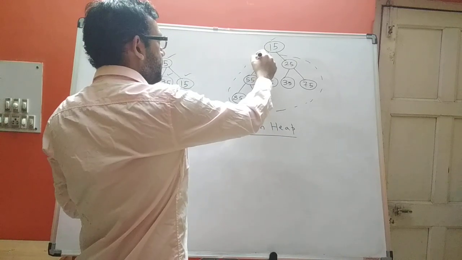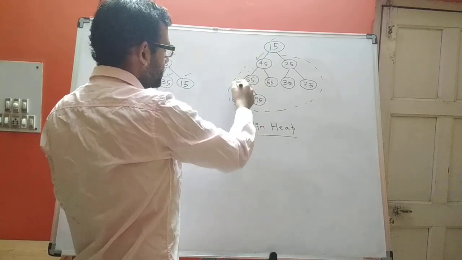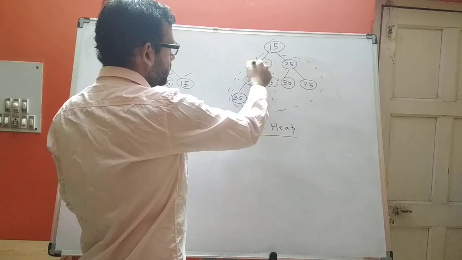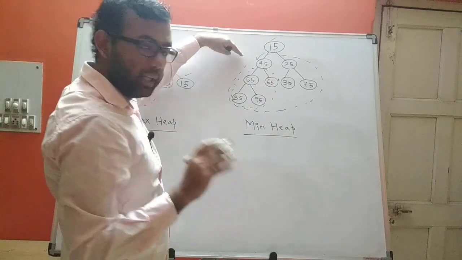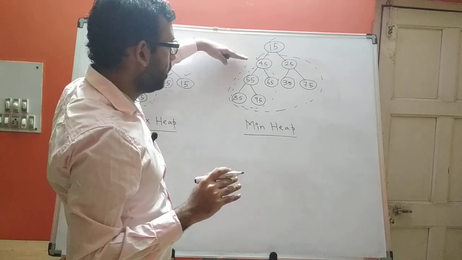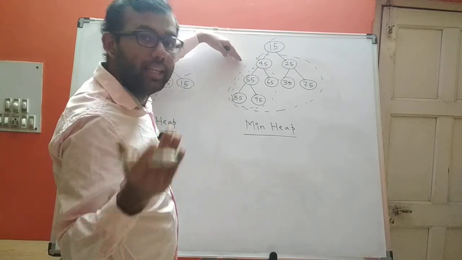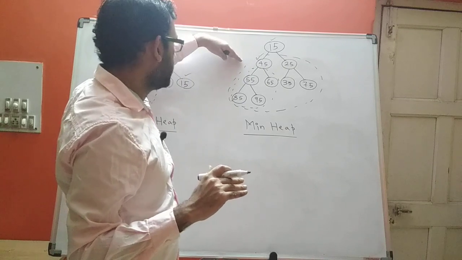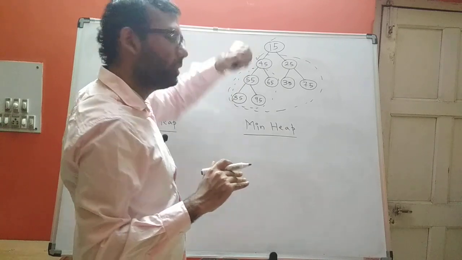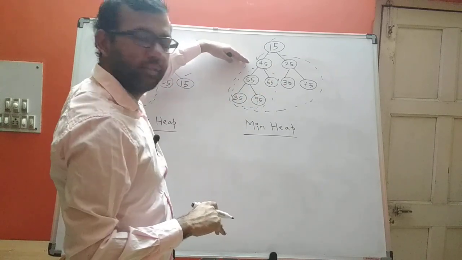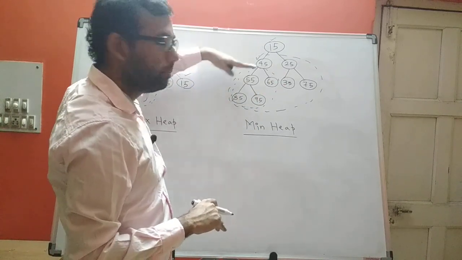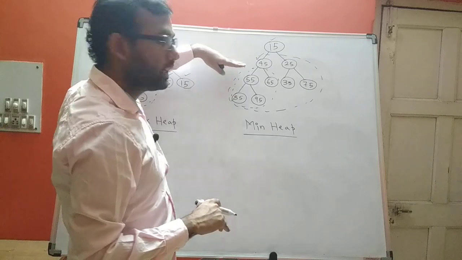Now you check the same thing with 45, all its descendants, that means these nodes. These nodes are all greater than 45. See, it's a min heap, right? All descendants of a particular node will be greater than the node, because it's a min heap. So the node is 45, and all nodes which are below it, all its descendants, are greater than it.